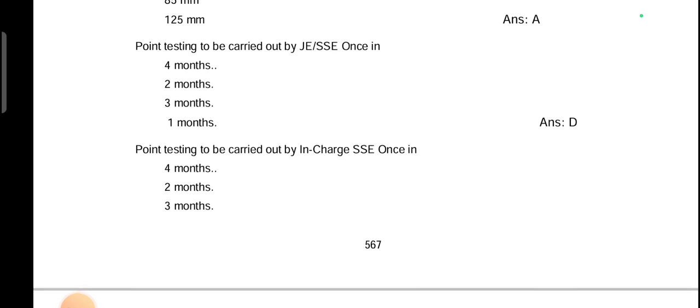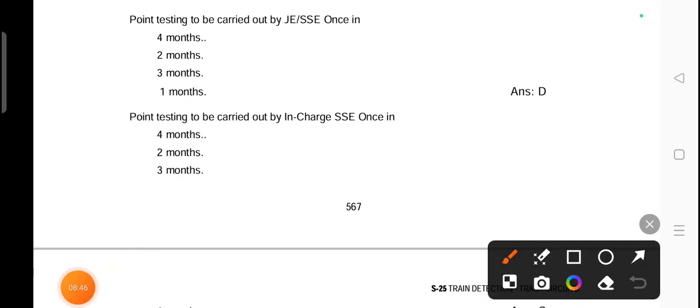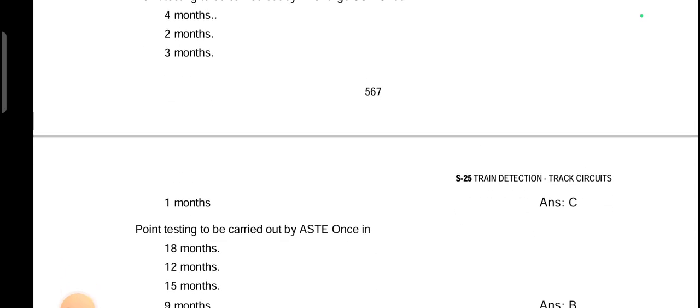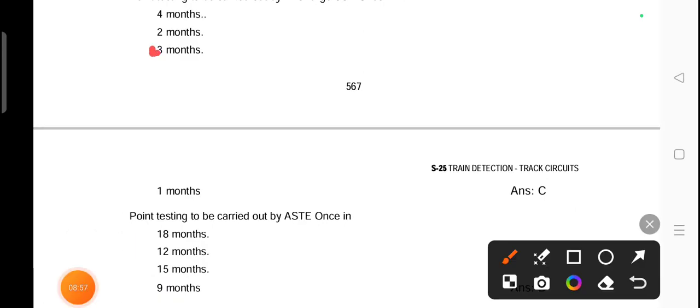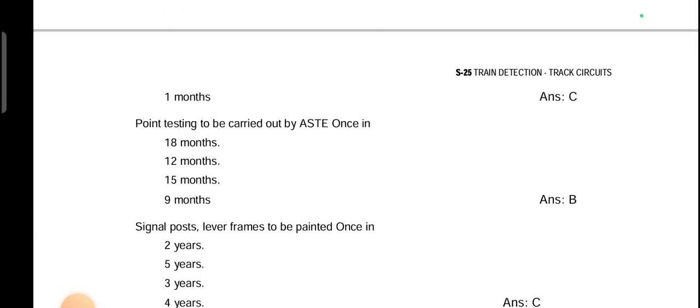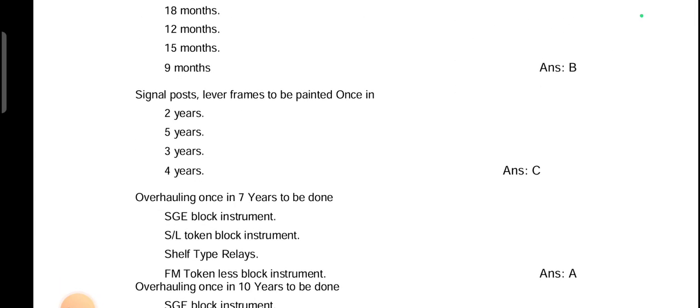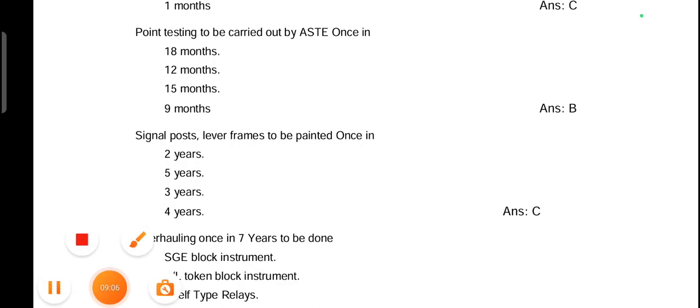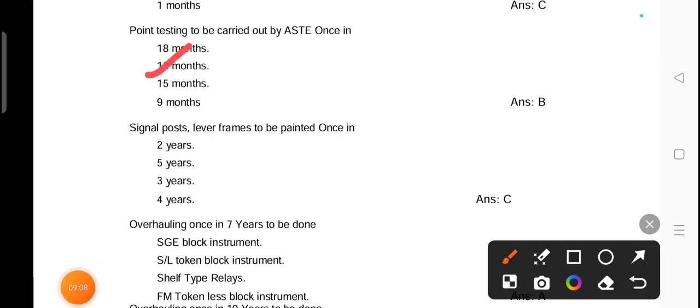Next, point testing to be carried out by JE or SSC once in 1 month. Point testing to be carried out by in charge SSC once in 3 months. Next, point testing to be carried out by AST once in 12 months. Next, signal posts lever frames to be painted once in 3 years.